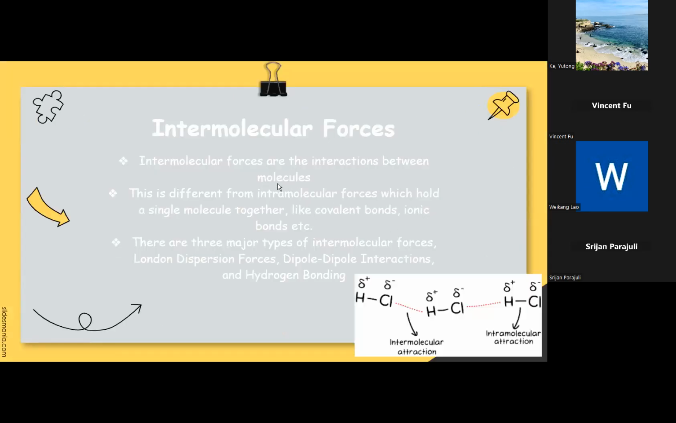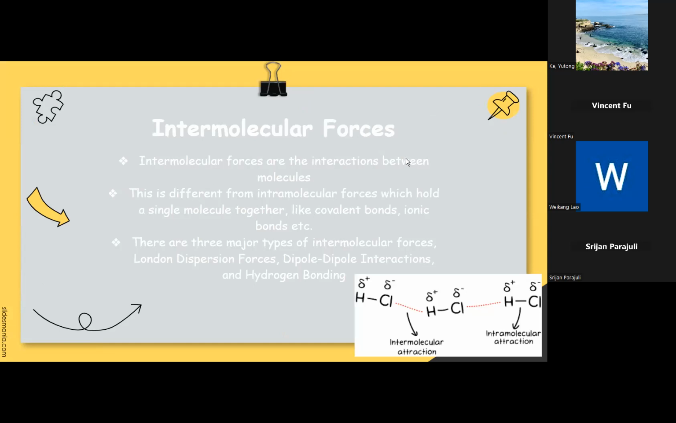So we'll start off with intermolecular forces. They're basically interactions between molecules. They're different from intramolecular forces, which hold a single molecule together, like covalent bonds and ionic bonds. And there are three major types of intermolecular forces, which are London dispersion forces, dipole-dipole interactions, and hydrogen bonding.